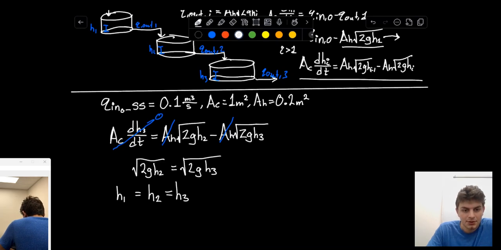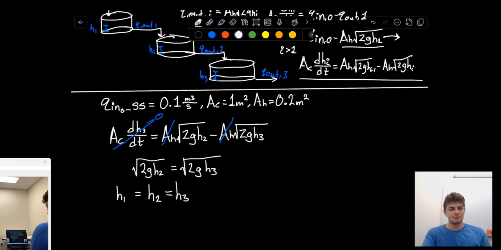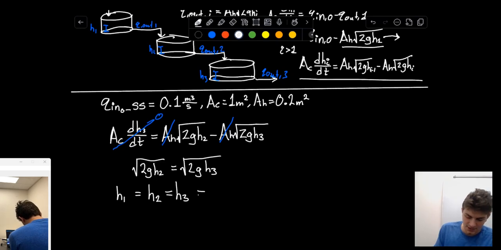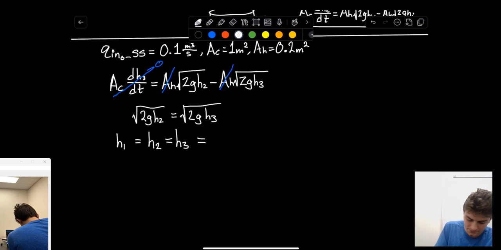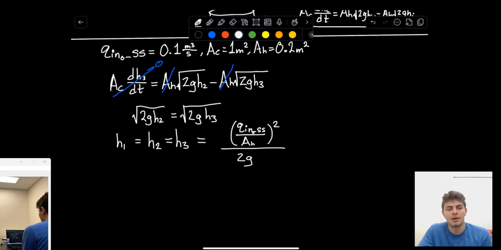So, we already know what h1 is at steady state. We are given from the last problem that that's just going to be Q in not, steady state, over area of the hole, squared, over 2g. And so we know that's going to be our height for all 3 tanks initially. Something's slightly bothering me about this, but we'll just see if this ends up affecting it appropriately.